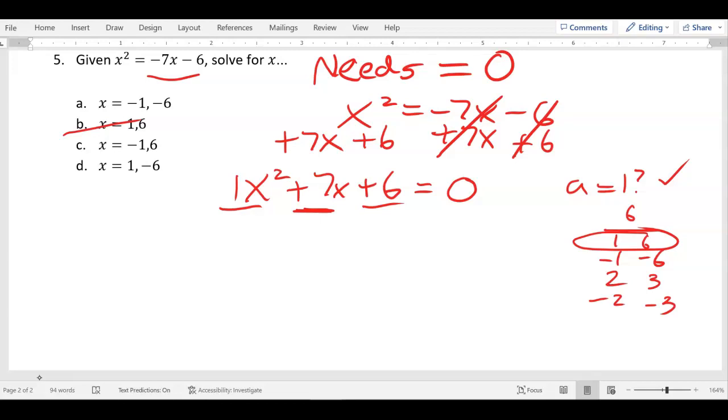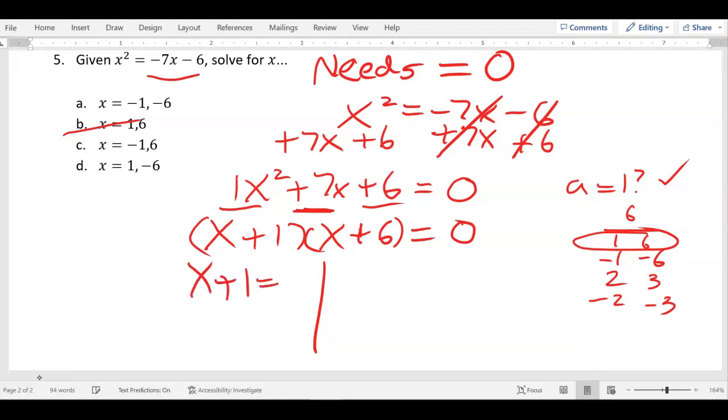Please remember, you need to take this and put it into the 2 parentheses, equals 0, put x on each one. Positive 1 and positive 6 go in the parentheses. Please remember, you have to set each of these equal to 0. So I'm going to set x plus 1 equal to 0, and x plus 6 equal to 0.